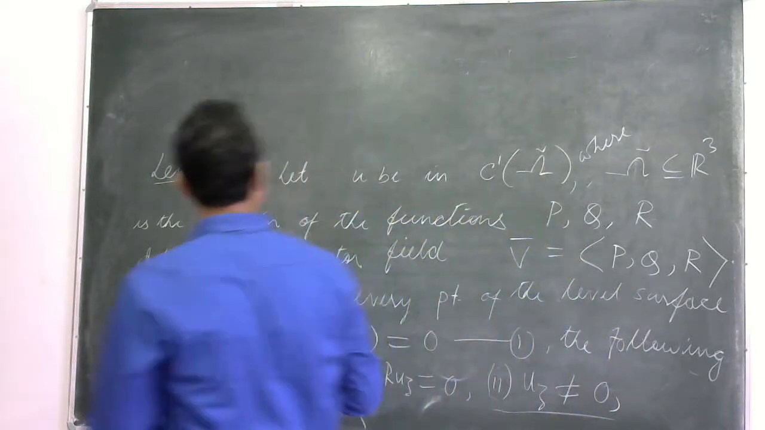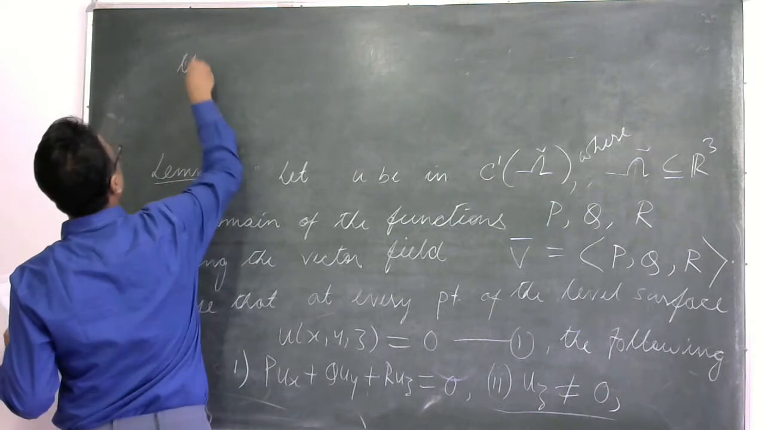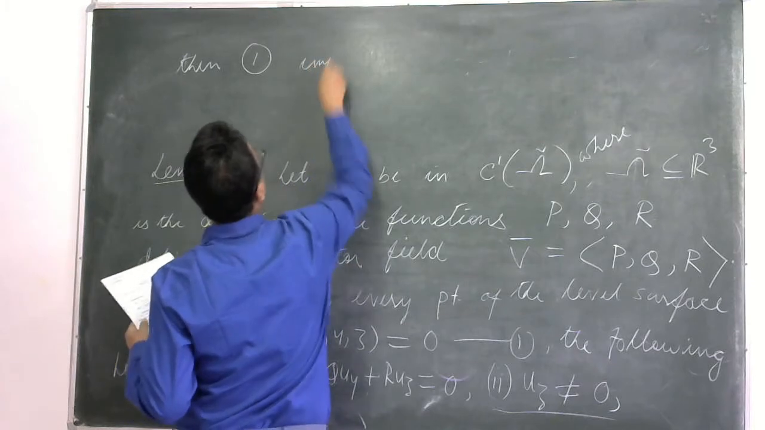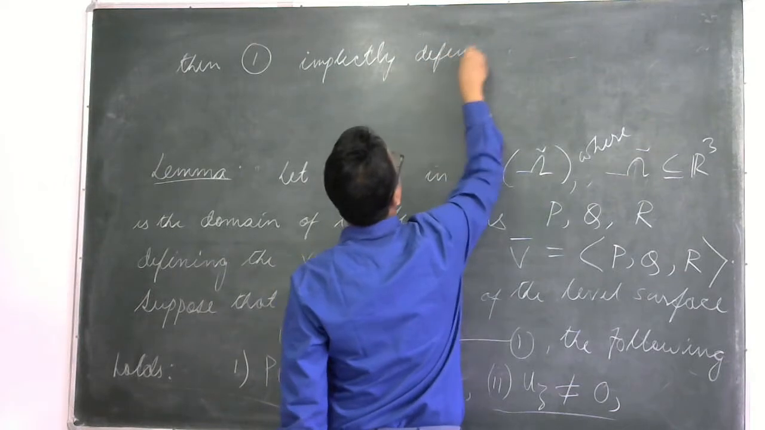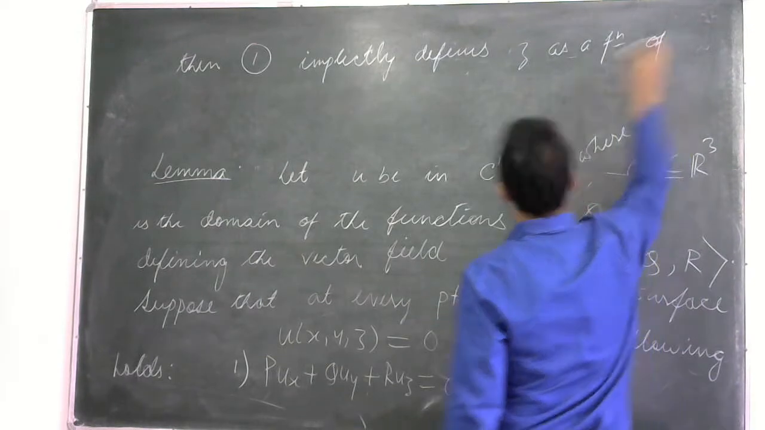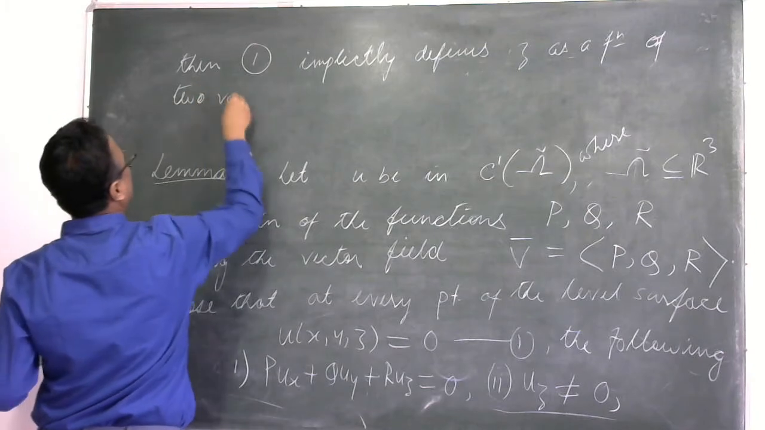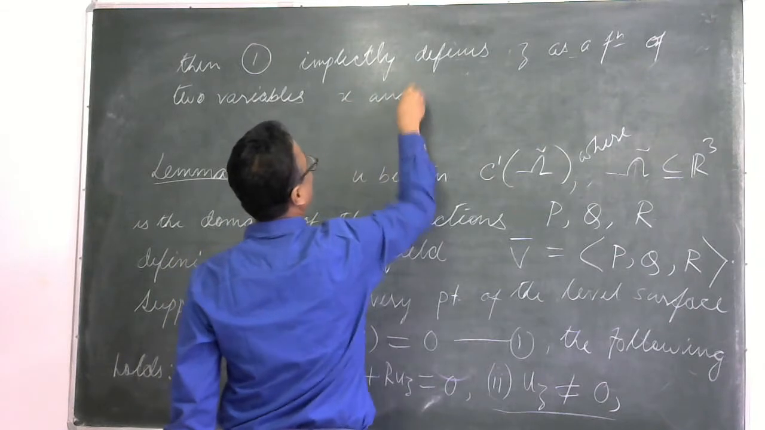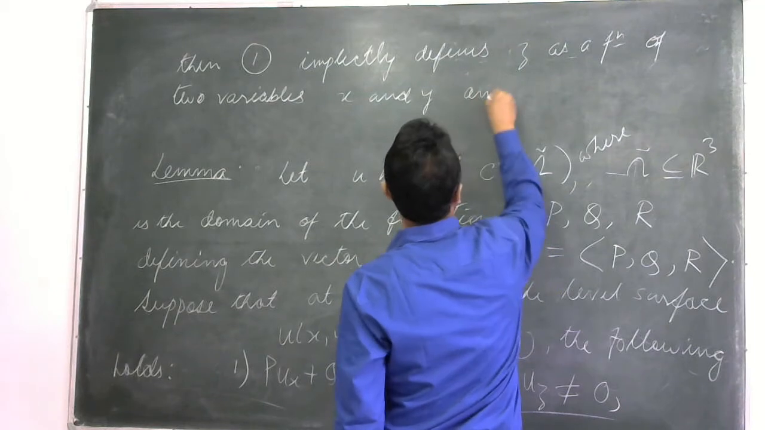So whatever I am going to write holds. This is exactly what you have told. So then u equal to 0 implicitly defines z as a function of two variables x and y.